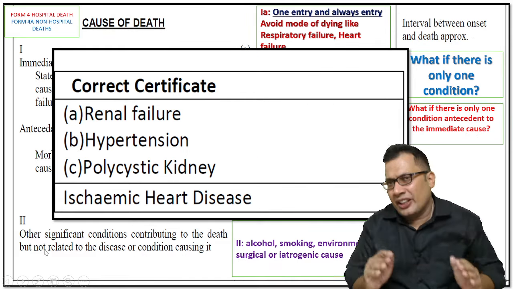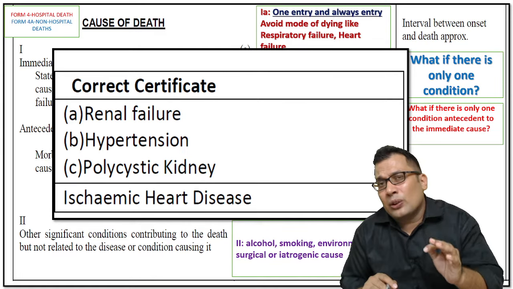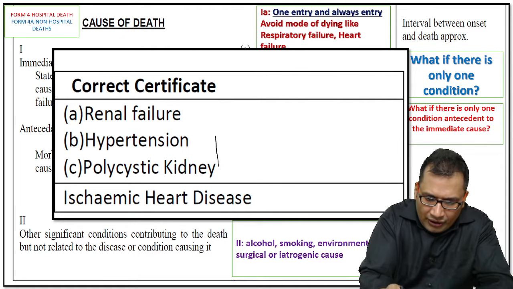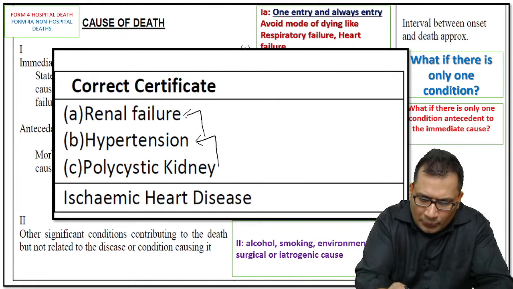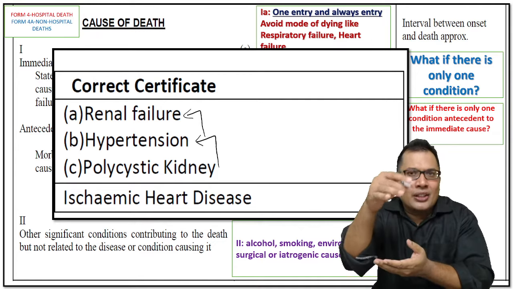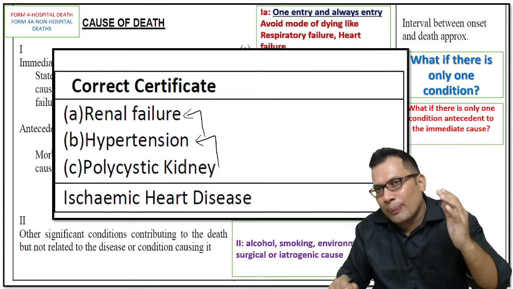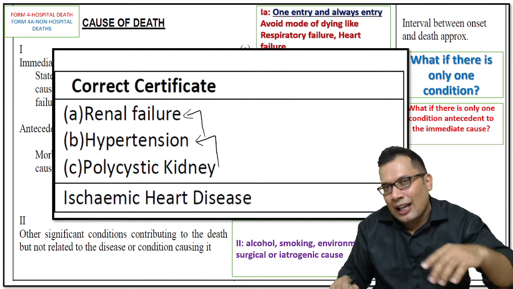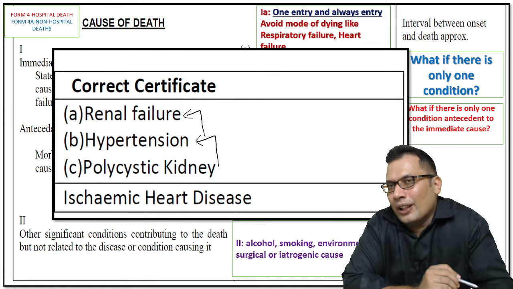You must be knowing polycystic kidney disease. It is a condition associated with chromosome number 16, right? Polycystic kidney disease, the well-known complication is hypertension. Hypertension can lead to renal failure. So this is the pathogenesis: polycystic kidney, hypertension, renal failure. So renal failure should come as 1A. Because of renal failure, the person died. So what was the cause antecedent to that? That is hypertension. Hypertension was due to polycystic kidney. So this is the concept of 1A, 1B and 1C.